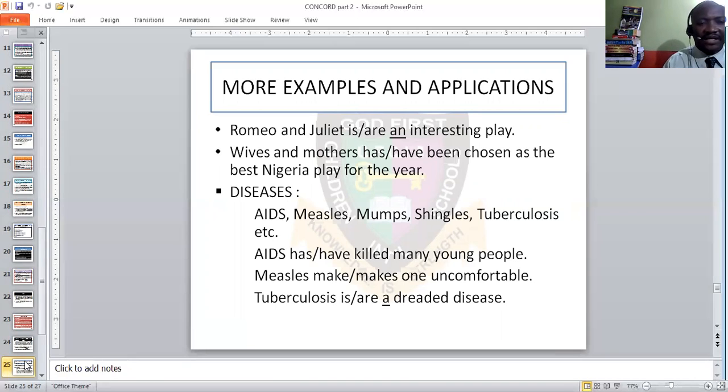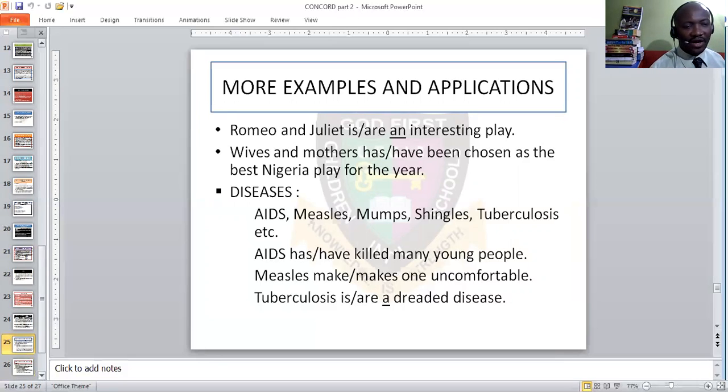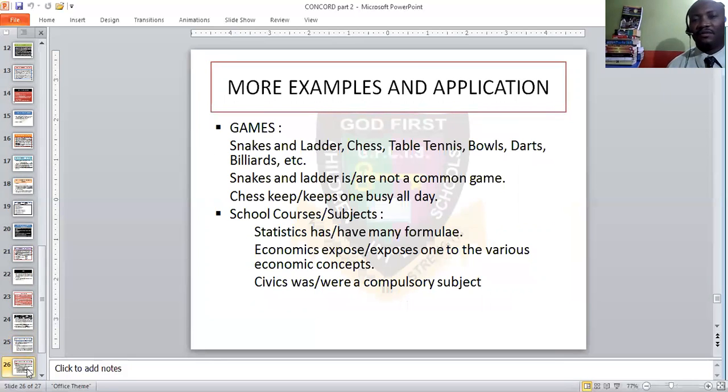Now, what about diseases? Measles, mumps, shingles, tuberculosis. AIDS has, not have, killed many young people. Measles makes, it is "makes", measles in as much as we have it, one uncomfortable. Tuberculosis is a dreaded disease. Of course, it is. Why do we say a dreaded disease, or some dreaded diseases? So whenever any of these is used, we take a singular verb.